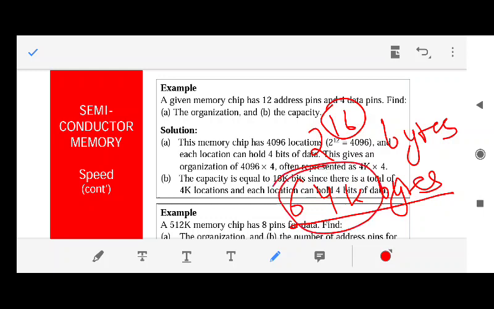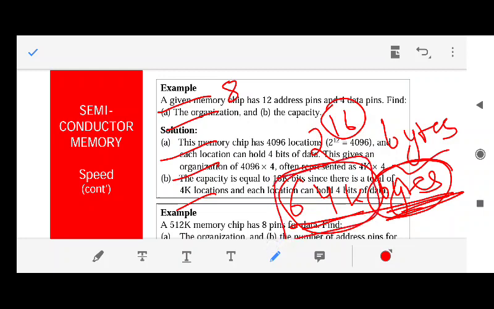What does it mean? It means that there are 64 kilo locations and each location is of how much size? 8 bits, because it's already given. I am writing bytes. Please remember what I am writing. I am writing 64 kilobytes. There is a difference between byte and bit. I am already writing it as byte. So that means there are 64 kilo locations with each location having 8 bits. It's understood because I am writing byte.